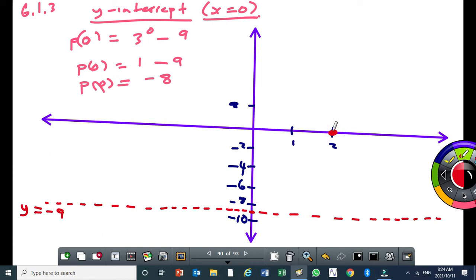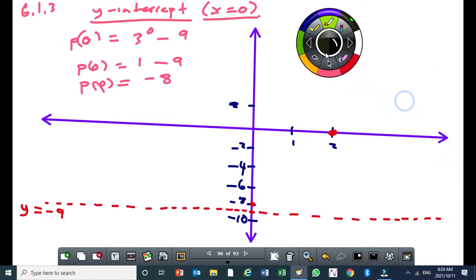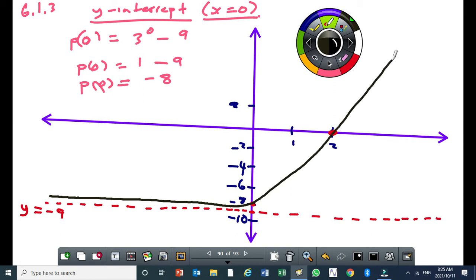So I have an x-intercept here, and I have a y-intercept there. So when I sketch it, it's going to be an increasing function. The asymptote is going to be below the curve. So when I sketch it, it goes something like this. This is not perfect, but it looks something like that. Then you can label it: P of x is equal to 3 to the power of x minus 9. Okay. So this is how it will look.